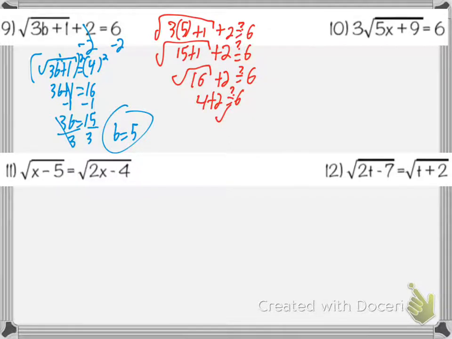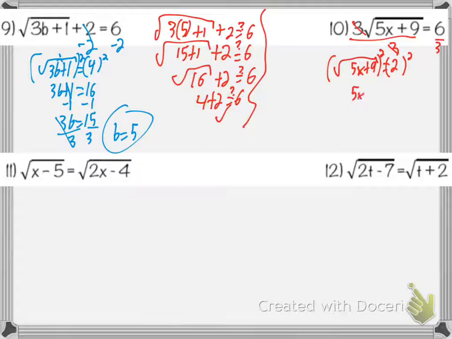Okay. Let's look at number 10 here. 3 times the square root of 5x plus 9 equals 6. Divide both sides by 3 to get the radical by itself. Square root of 5x plus 9 equals 2. Square both sides. 5x plus 9 equals 4. Subtract 9. 5x equals -5. Divide by 5. And x is -1.